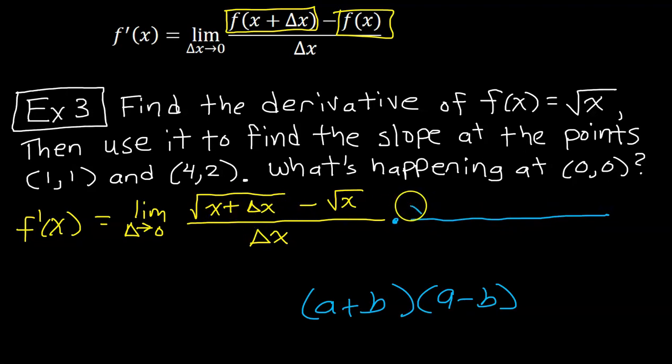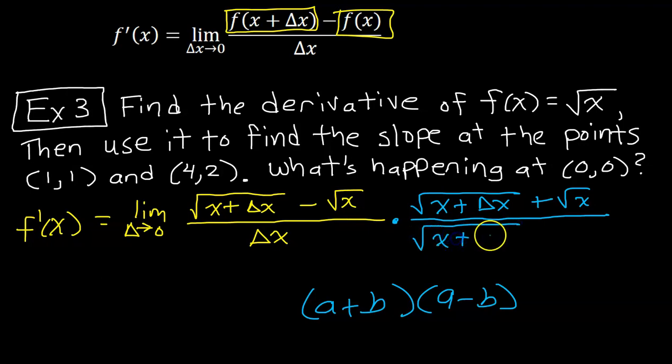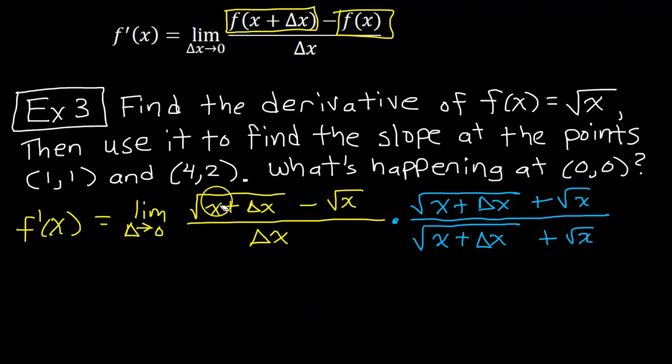So I'm going to start off with the square root of x plus delta x, but this time I'm going to do plus the square root of x. That's the conjugate. When you do this, you need to do it in the numerator and the denominator, the exact same thing. That way you're really just multiplying by 1. So I'm going to put the square root of x plus delta x plus radical x down here. All right, I'm going to need this space.